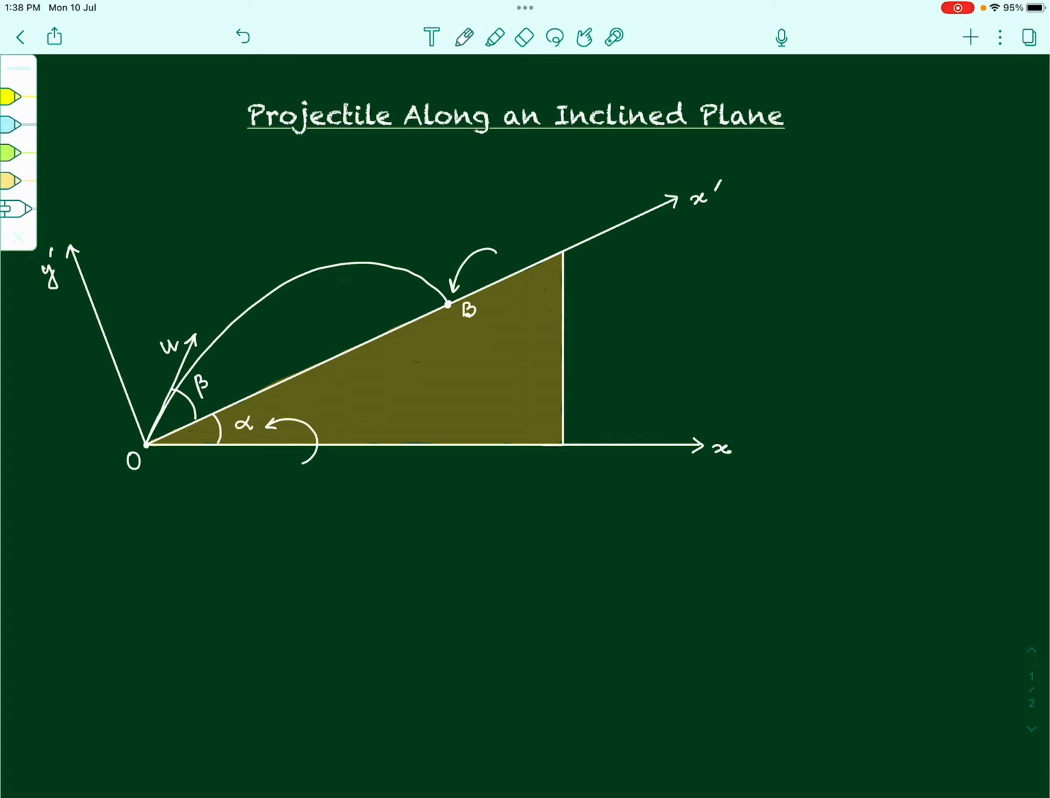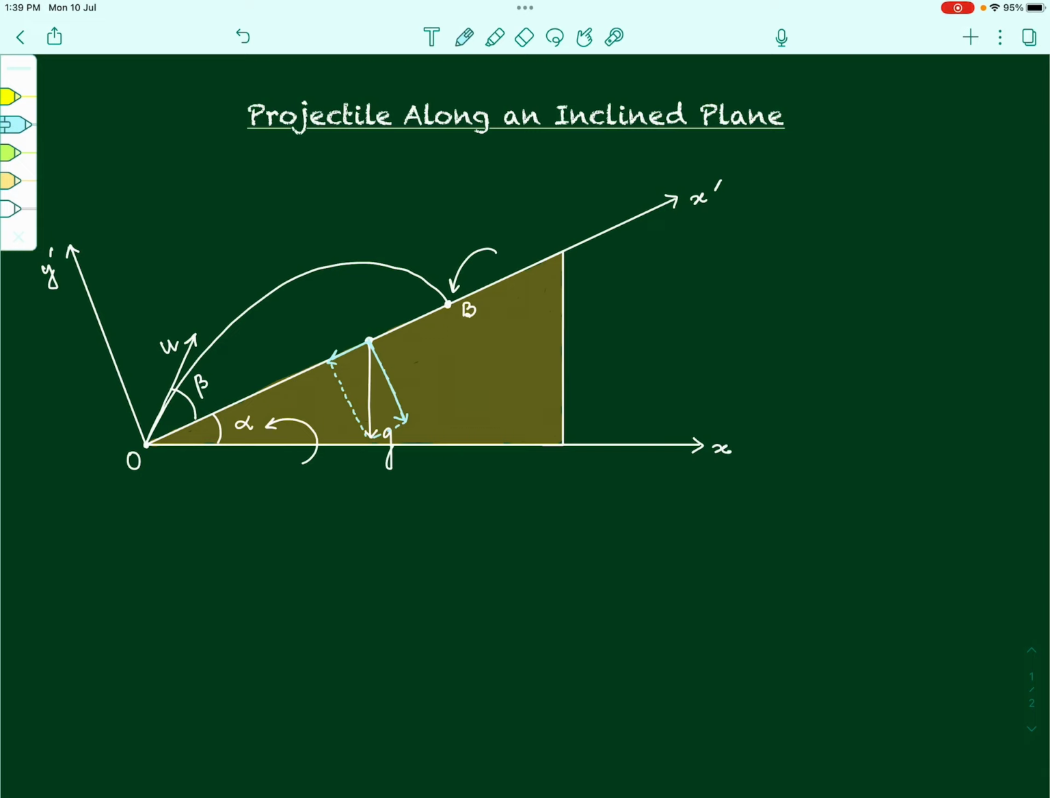As this projectile moves in air, the acceleration acting on it is still g, which is acting vertically downward. If you want to show that acceleration, it will look like this, vertically downward, g. We take its components perpendicular to the incline like this, and along the incline like this, by dropping perpendiculars from the tip of the vector g.